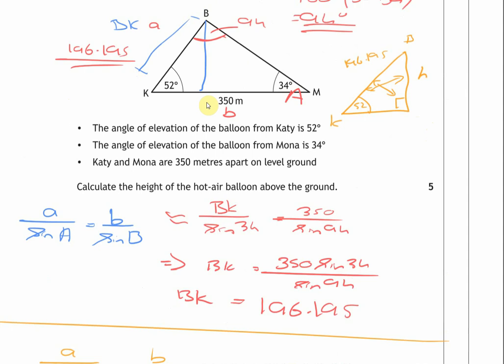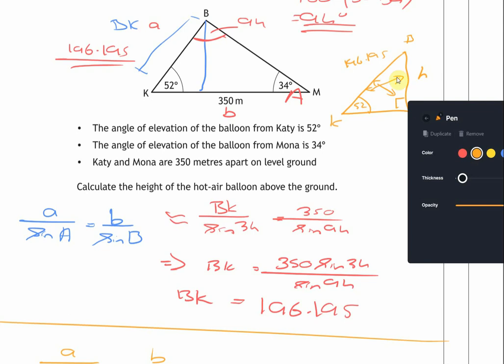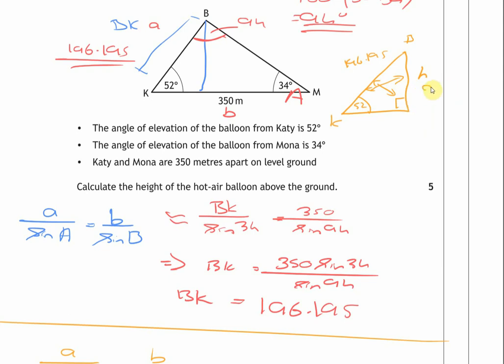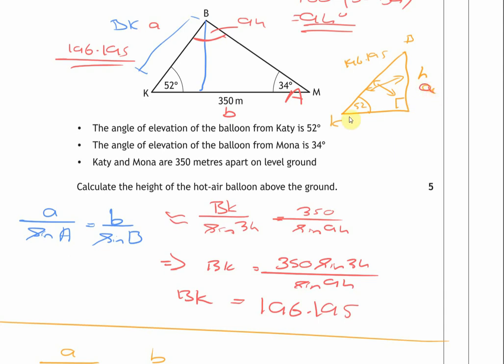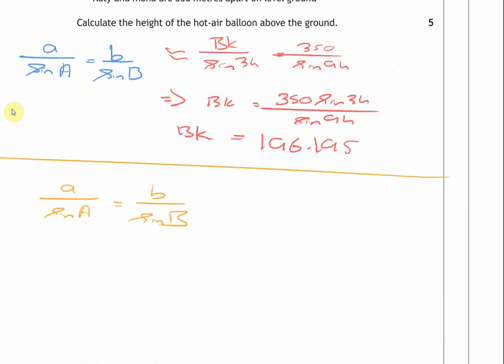Remember, this is the last question, so this is designed to be hard. We will annotate this one. We'll say that this is small a, then 52 degrees is capital A, then the 90 will be capital B, and this will be lowercase b, the 196.195.